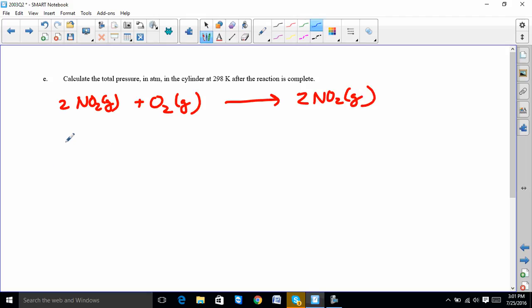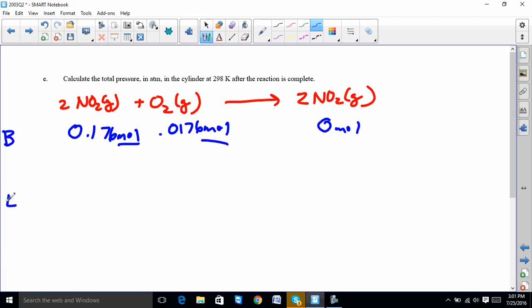They're telling you that this is 0.176 moles, and this is 0.0176 moles. Now remember, this is the beginning of a chemical reaction. In the very beginning, you have none of this. And what happens is at the end, you're going to have all this, and one of these is going to be gone. The limiting reactant is going to be gone.